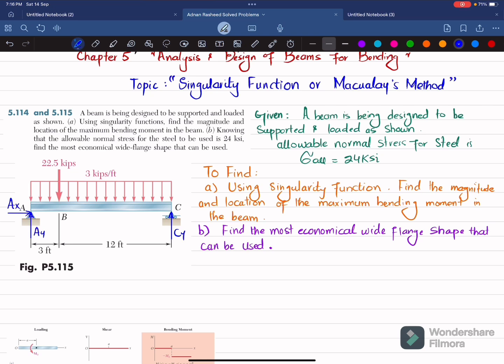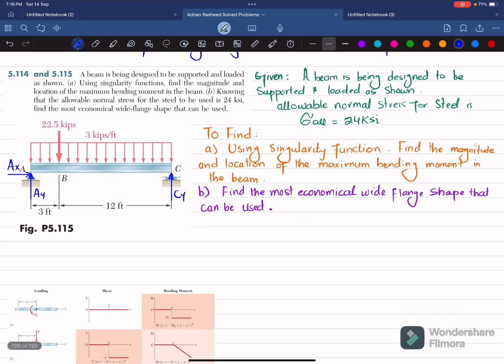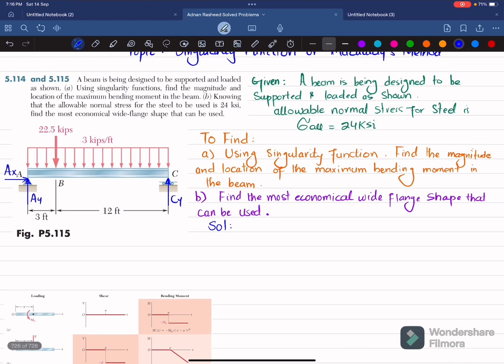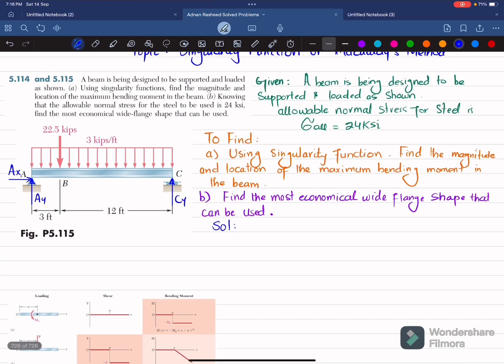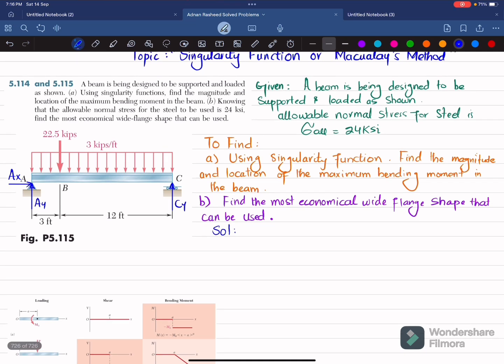So first we will find this by using equation of equilibrium. What we will do is convert this distributed load into a point load. When you convert this distributed load into a point load, you have to multiply this load, 3 kips per feet, with the total length, which is 12 plus 3, and that is equal to 15, and that is 75 kip. Clear? Now you can apply the equation of equilibrium.